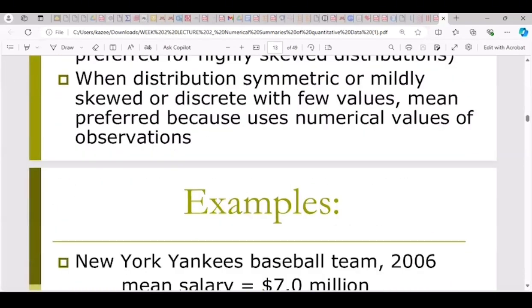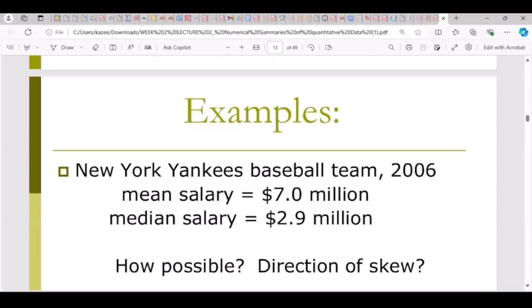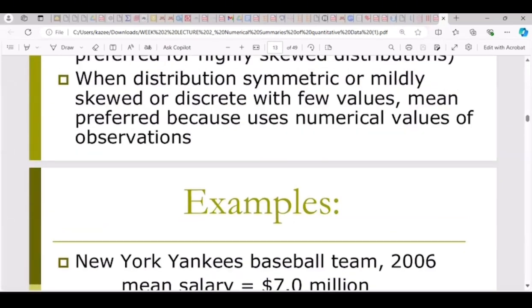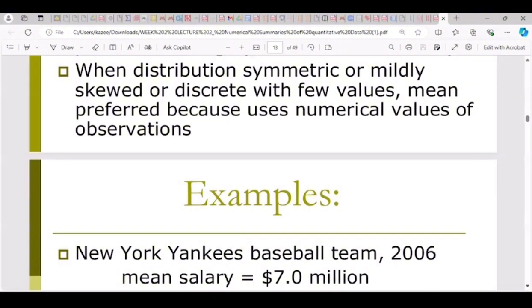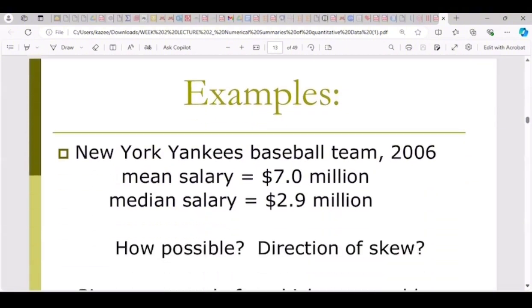Okay, now I'm going to move. Oh my God, I like baseball. Take a look at this. What is happening here? New York Yankees baseball team, 2006. We decided to obtain the mean salary. We also obtain the median salary. Right now, the mean salary and the median salary are conflicting. And the question says, how is that possible? What is the direction of skewness?